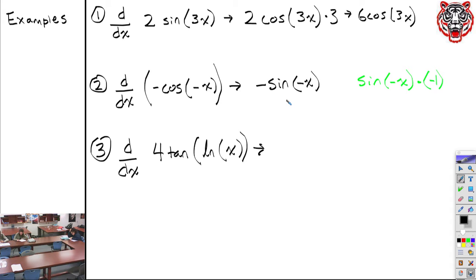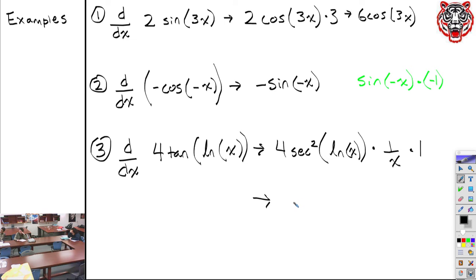Sure. Can you walk me through this step by step? Who wants to go for it? You want me to do it? Sure. So first you do the derivative of the outer, which is 4 secant squared, and then the inner. Inner is just natural log of x. Okay. And then you multiply that by the derivative of the inner, which is 1 over x. And the inner is 1.